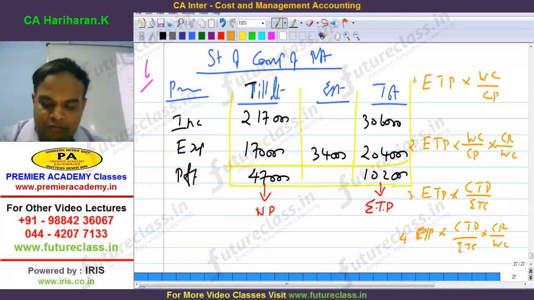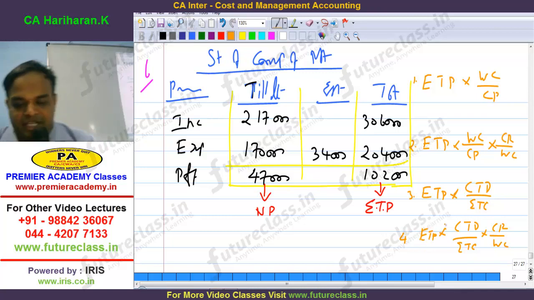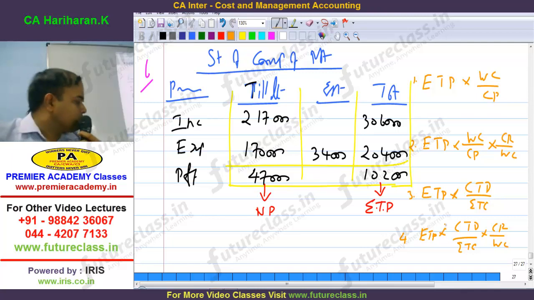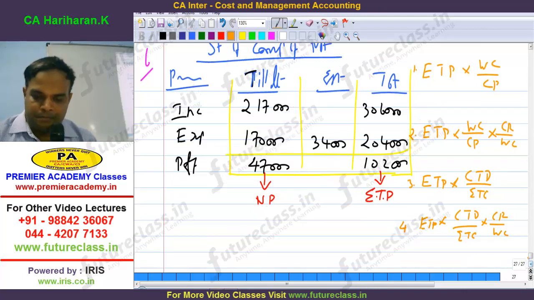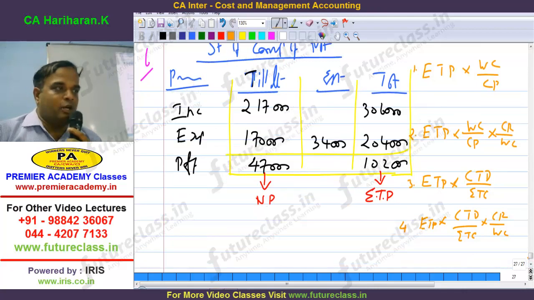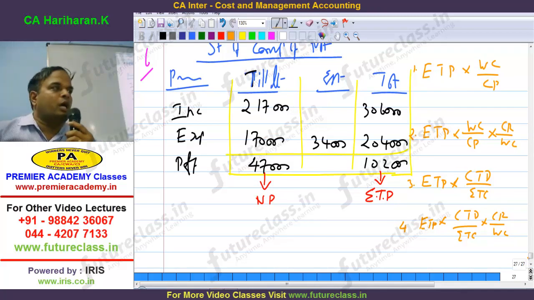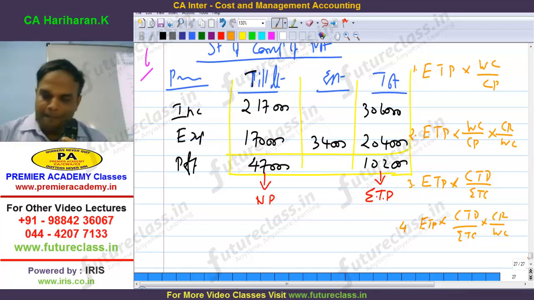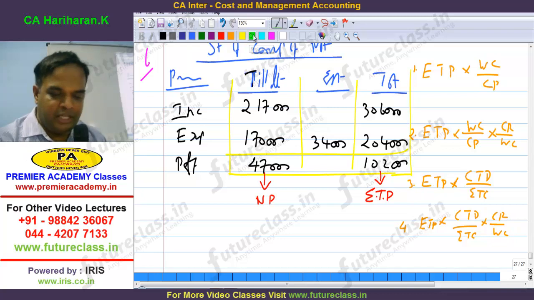All of you please repeat, what is the first formula? ETP into... second one, ETP into... next one, cost till date by estimated total cost. Last one, ETP into cost till date by estimated total cost into... Now we have all the answers. Am I right?